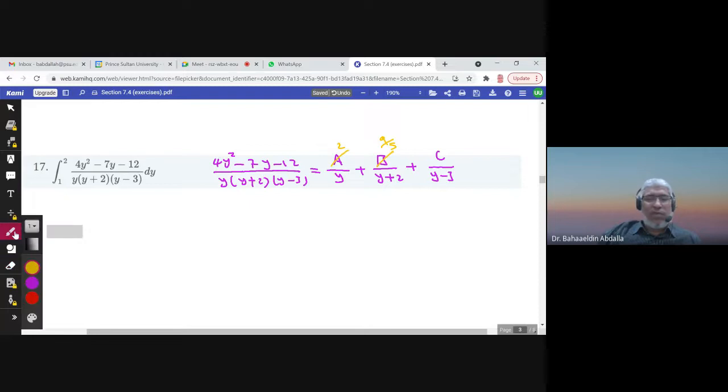Now what about c? I cancel y minus 3 and replace y by 3 here. 3 squared is 9. 4 times 9, 36. Minus 7 times 3, that's 21, minus 12. The numerator is 3. 3 plus 2 is 5 times 3, that's 15. 3 over 15 is 1 over 5. So c is 1 over 5.